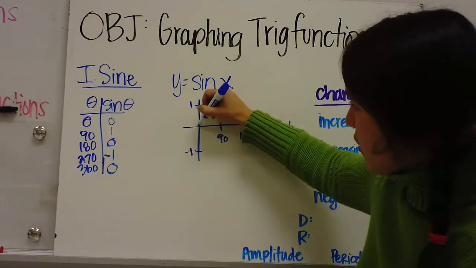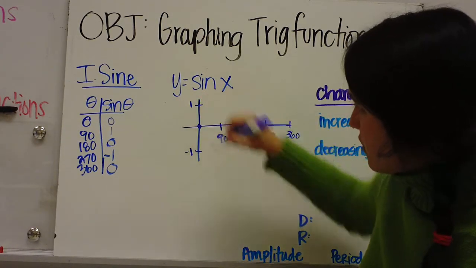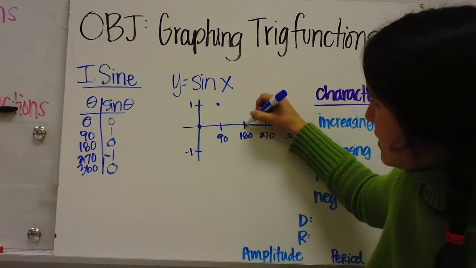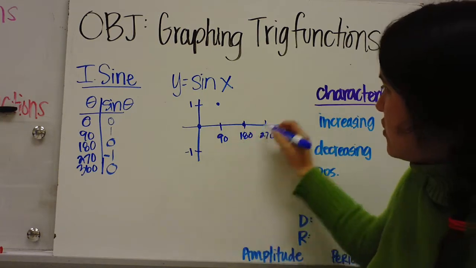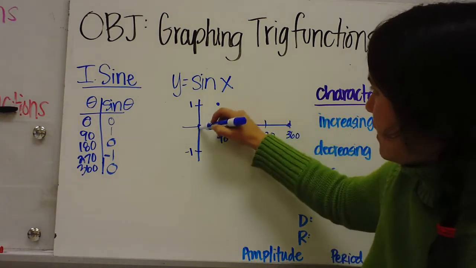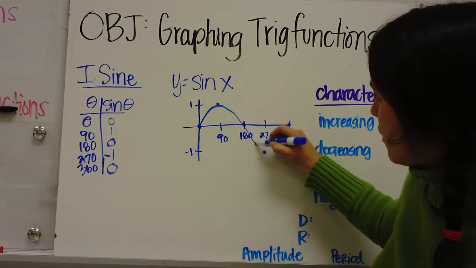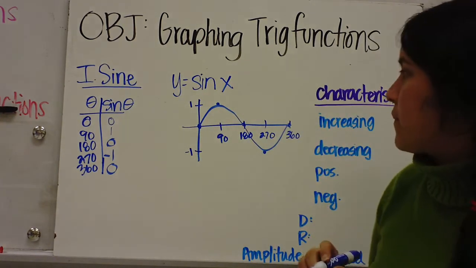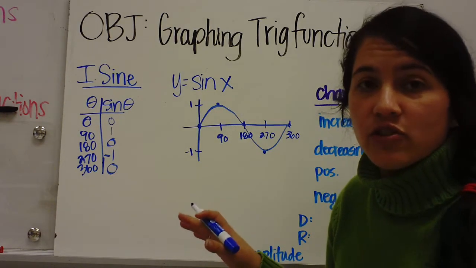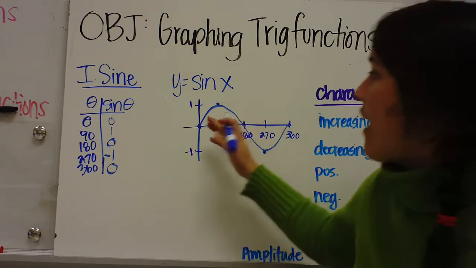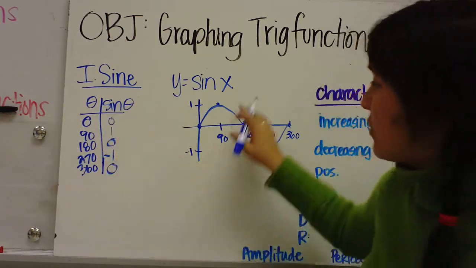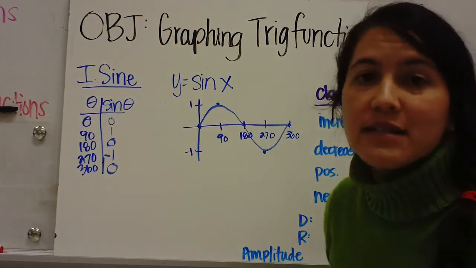So 0, 0, 90, 1, 180, 0, 270, negative 1, and 360, 0. And it is a curve like that. So that is just a very quick parent function of sine of x. Now, if I went down to negative 90, negative 180, negative 270, it would be a curve the same. But this is the parent function.